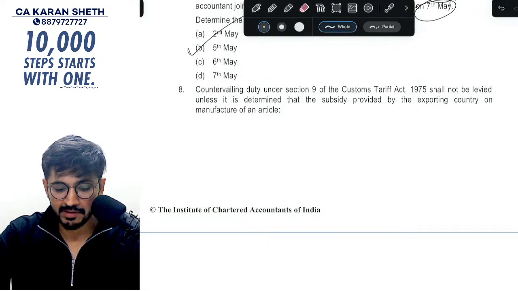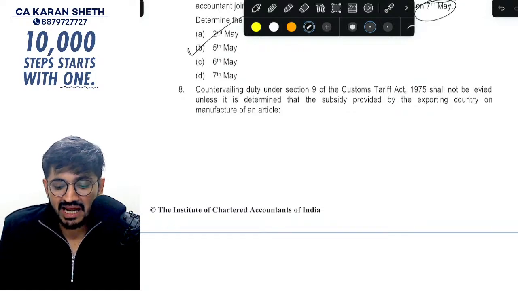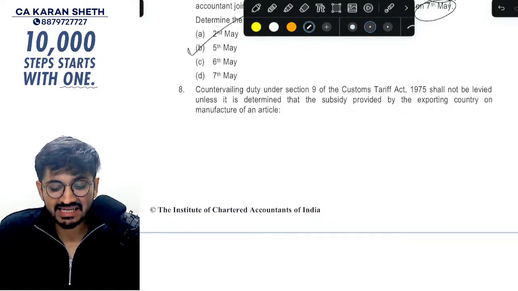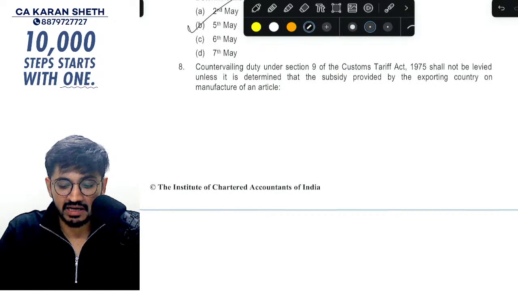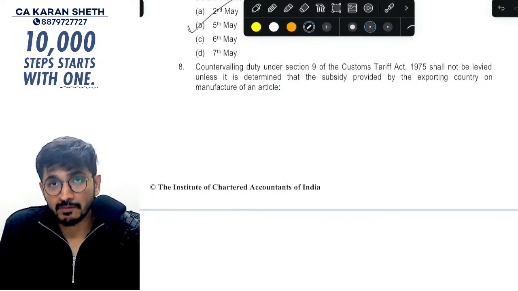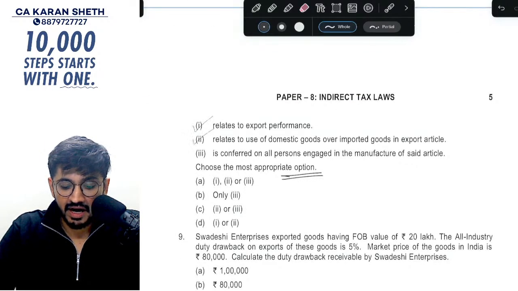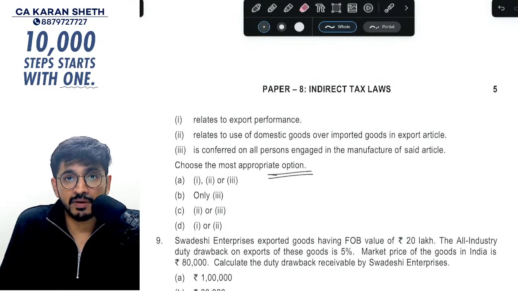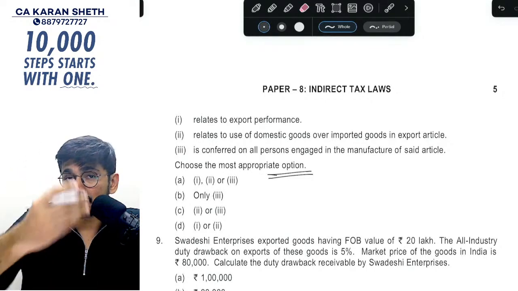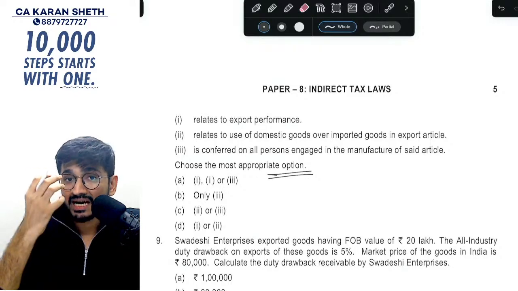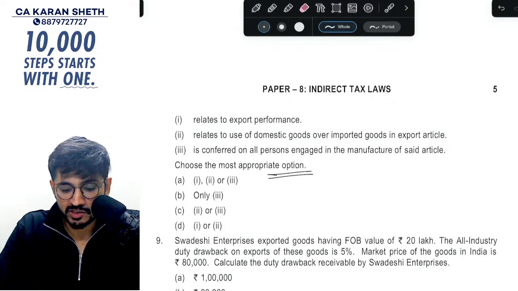Yes, next, my dear friends, question number 8. Countervailing duty under section 9 of the Custom Tariff Act 1975 shall not be levied unless it is determined that the subsidy provided by the exporting country on manufacture of an article. Understand that CVD on subsidy will not be levied unless it is proved that the subsidy is given with respect to export performance. So the exporter's government is giving subsidy to the export manufacturer to increase the export of that particular item. Perfect. So it relates to export performance.